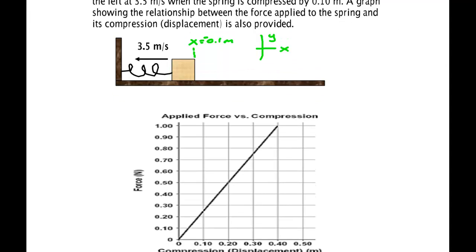The reason for needing the graph is they didn't give me the spring constant, so I'm going to have to get that. The spring constant is the slope of the force-compression graph because F is kx. So there's the slope. I'm looking for that right here in order to find the slope, and I see that it takes a 1 newton force to compress this spring 0.4 meters, in other words 40 centimeters.